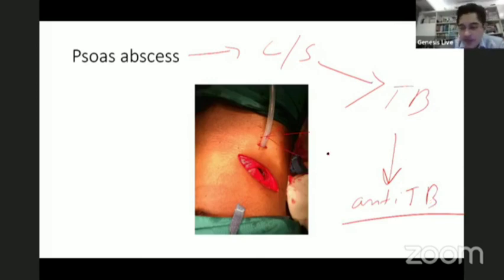Okay. These are the basic principles. So I think that should be all about the case of lump in the right iliac fossa.